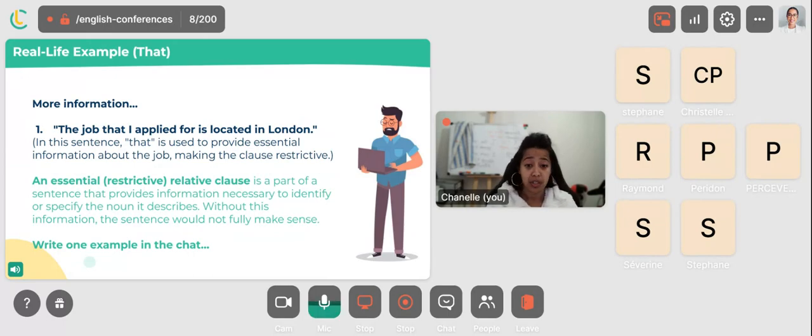So for more information, the job that I applied for is located in London. In the sentence, that is used to provide essential information about the job, making the clause restrictive. An essential or relative clause is a part of a sentence that provides information necessary to identify or specify the noun it describes. Without this information, the sentence would not fully make sense.